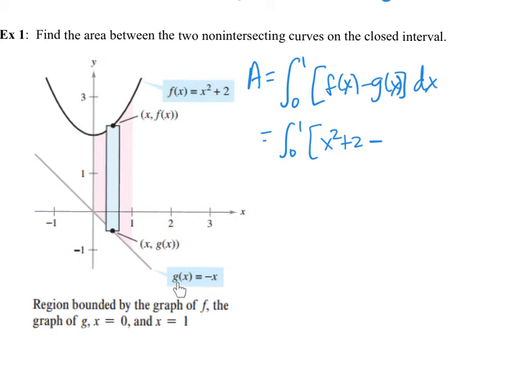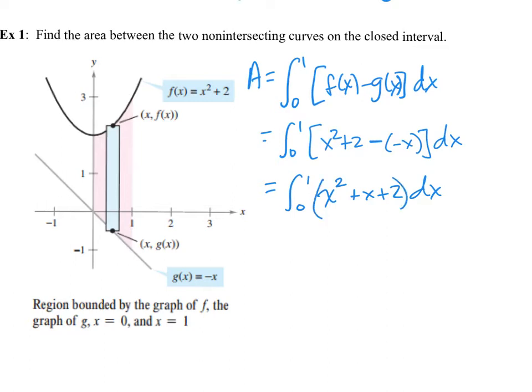Well, we're told that g of x is the opposite of x. So we're going to be subtracting, I'm going to go ahead and start some parentheses. We're going to be subtracting a negative x. And then don't forget your dx. Okay, so let's simplify that just a bit. Subtracting a negative x is the same thing as adding positive x. I'm also going to move the terms around a little bit so they're in order of decreasing powers of x. So that would be the integral from 0 to 1 of x squared plus x plus 2 dx.